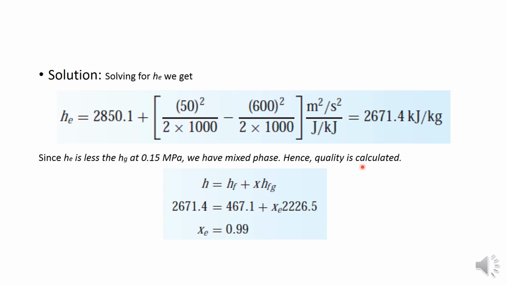Since it is in the mixed phase, we need to calculate the quality, and hence the enthalpy is calculated based on the quality by this equation, where we know the value of h_e, what we have calculated right now, h_f at 0.15 megapascal plus x_e to be calculated times h_fg, again at 0.15 megapascal. So substituting this, we get the value of x_e as 0.99. This is the final solution.